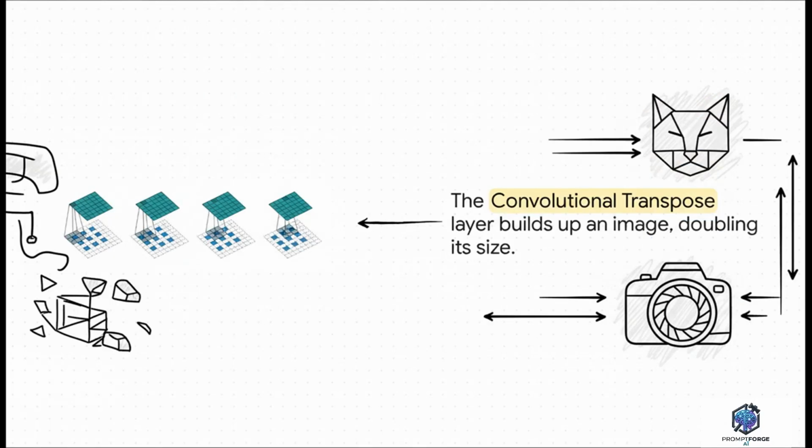You know, everything we've done today, our entire assembly line, has been about one thing: deconstruction, taking a complex image and breaking it down into simple, understandable features. But what if we ran the assembly line in reverse? Well, there are layers for that. This one, a convolutional transpose, does the exact opposite. It takes simple features and intelligently builds them back up into a bigger, more complex image.